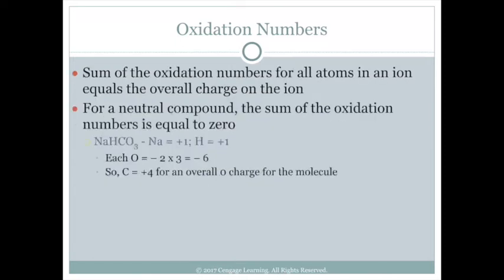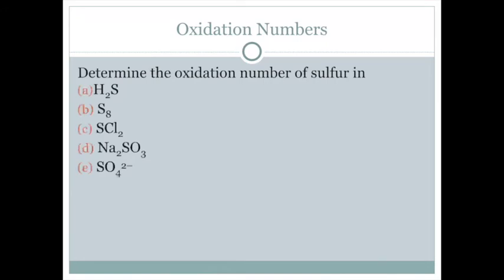Okay, and then the sum of the oxidation numbers for a compound is going to equal 0. And then the sum of the oxidation numbers for an ion is going to equal the charge of the ion. Okay, so let's do some examples here, and hopefully that will make more sense as we do the problems using the rules for oxidation numbers.